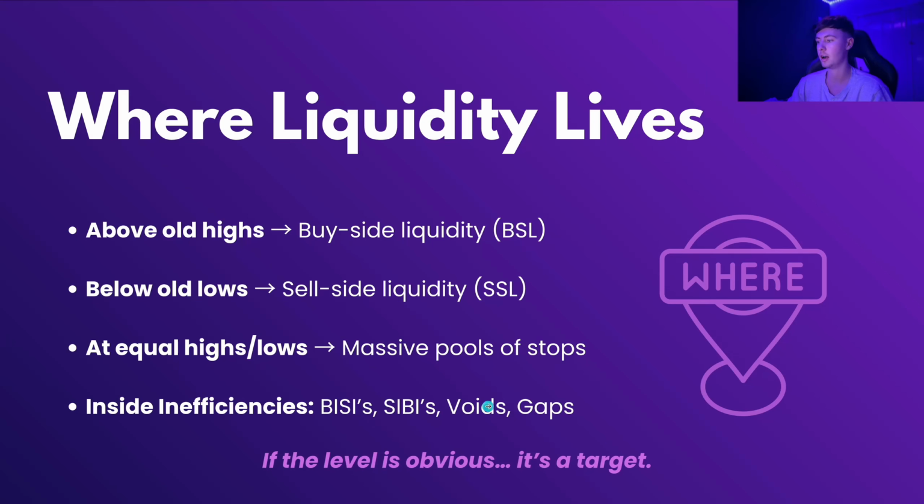Liquidity voids and gaps in the market: opening range gap, new week opening gap, new day opening gap. If the level is obvious, it's a target. So if you're looking at the chart and you see specific equal highs and you already know that there will be large sums of orders resting above those highs, smart money is simply going to target those equal highs, whether it's now or at some point later in price.